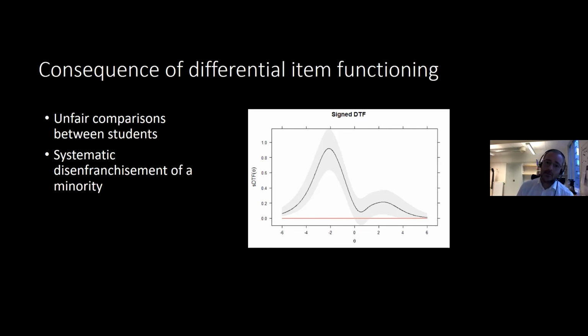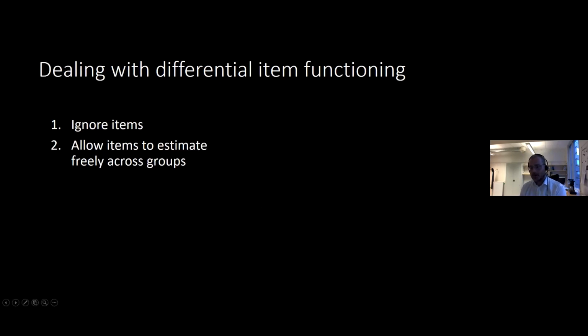You can also use this, for example, on a math test if it's a language-based math test or it has items with language in it. It can be used to disenfranchise minorities that don't get to show what they know in mathematics because they stop at reading. And then you have a differential item functioning which is caused by a misunderstanding or inability to get to show what you know of the targeted construct because some things are keeping you back. But these things can be sorted out with two approaches. I personally like number 2. You can ignore the items, which is the easy one, or you can allow the items to be estimated freely across groups.